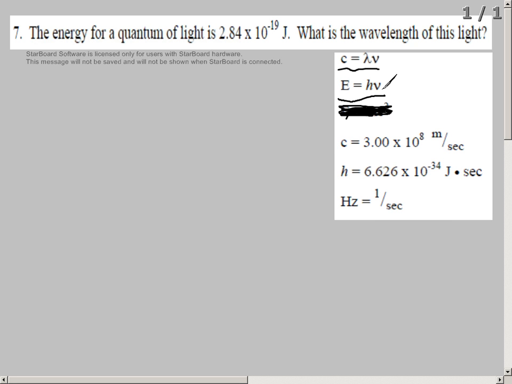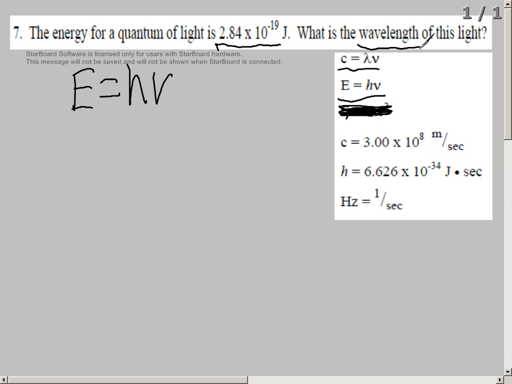So let's analyze this question. The energy for a quantum or a particle of light is 2.84 times 10 to the negative 19 joules. So we have an E. What is the wavelength? So we have an equation with energy. That's what we were given. E equals HV. But it wants to know what the wavelength is. So step 1 is to figure out the frequency.